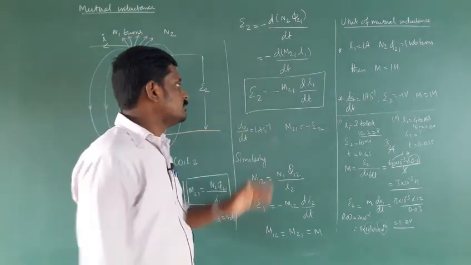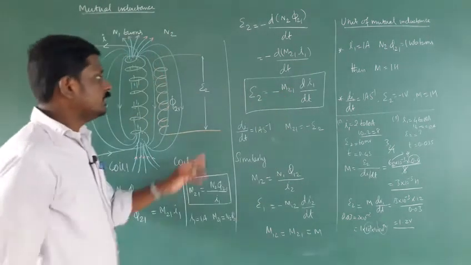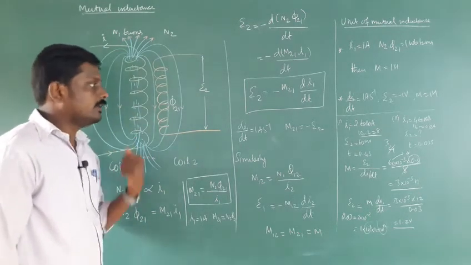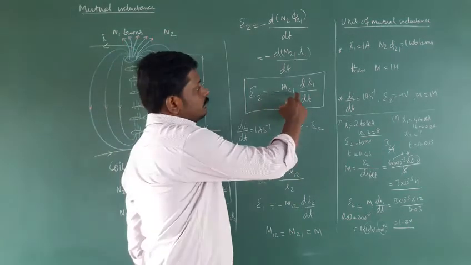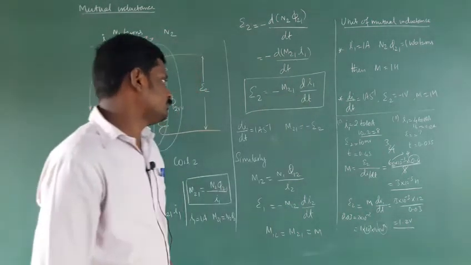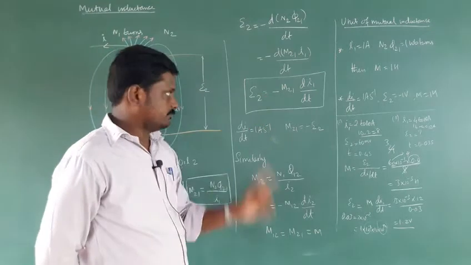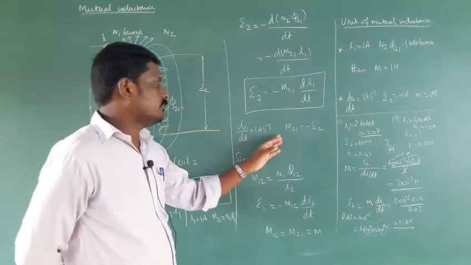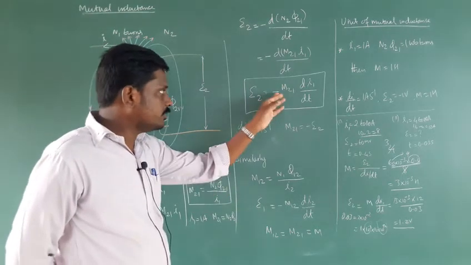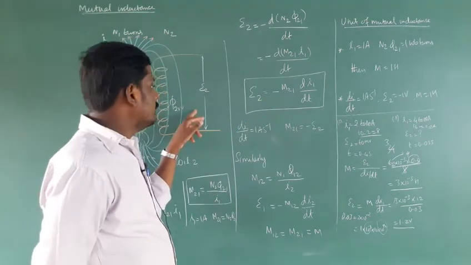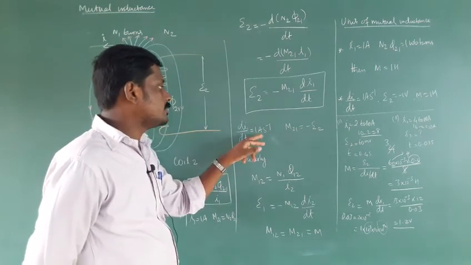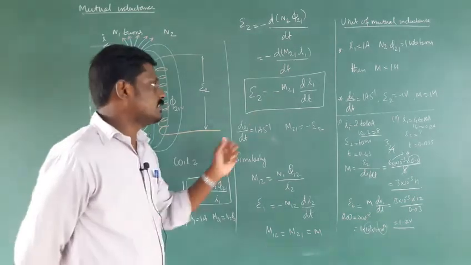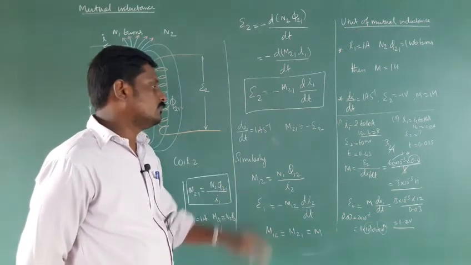So why the negative symbol? The negative symbol shows that the induced EMF always opposes the direction of flow of current in coil 1. So minus M21 dI1 by dt. We can again define mutual inductance in a different way: mutual inductance is defined as the opposing induced EMF in coil 2 when the current in coil 1 changes at 1 ampere per second. Just see the formula, you can write your own definition.